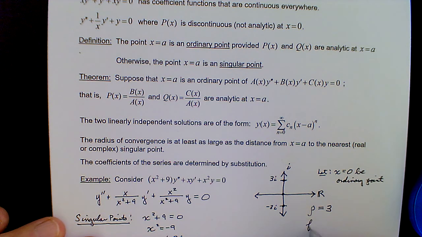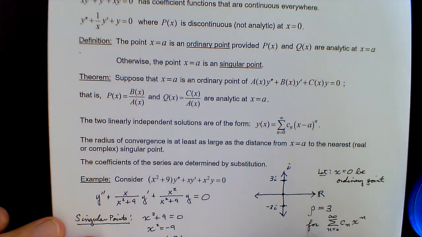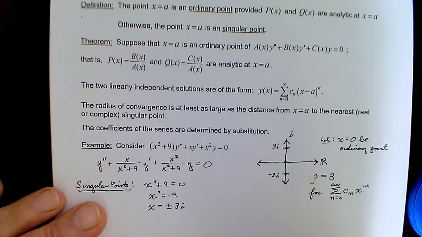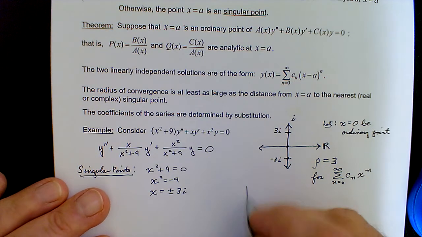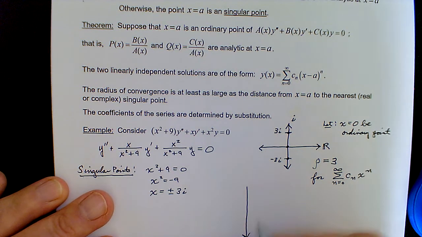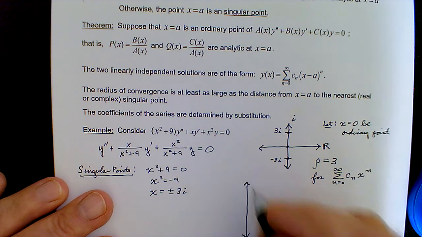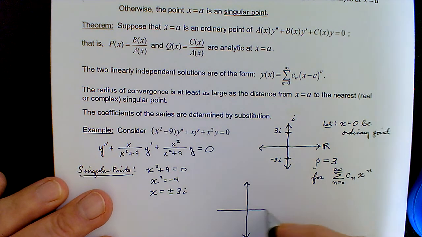And this would be for the power series, the sum as n goes from 0 to infinity of c sub n x to the n, because the value of a, which is our ordinary point, would be 0. As opposed to, again, we could pick any ordinary point such that p and q are defined.